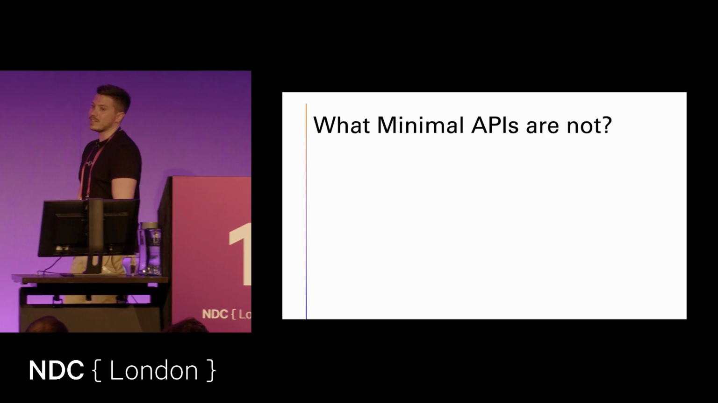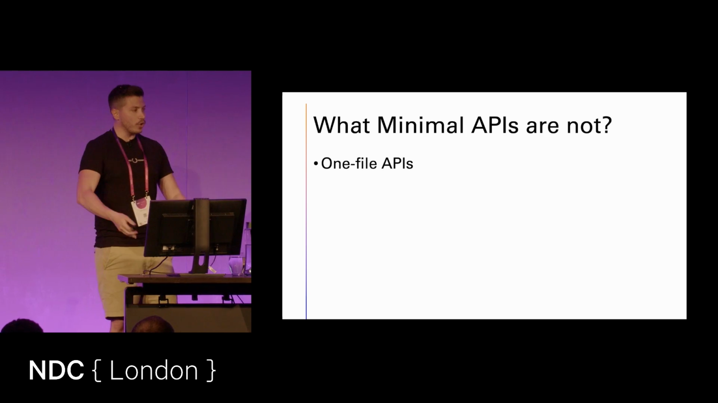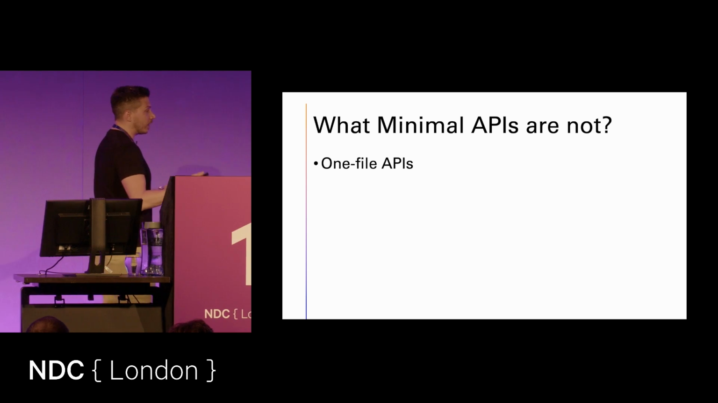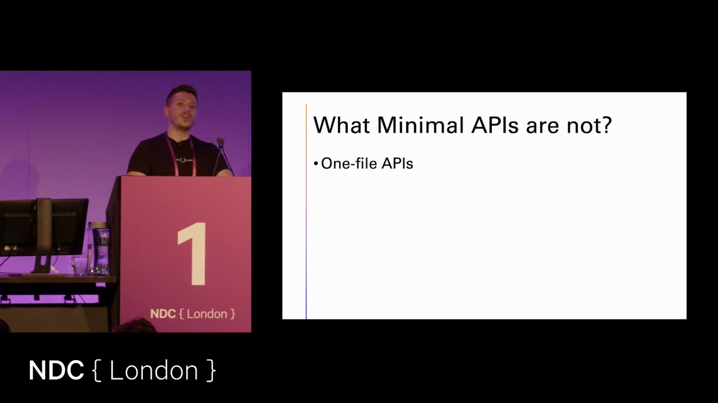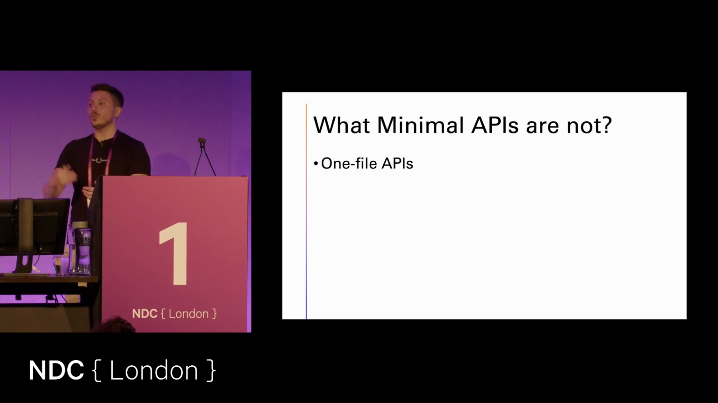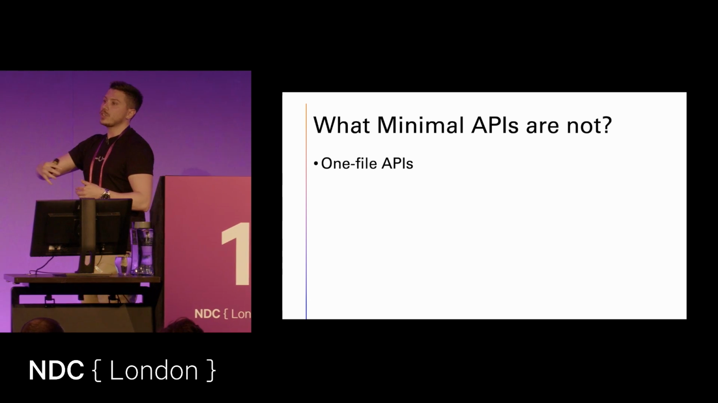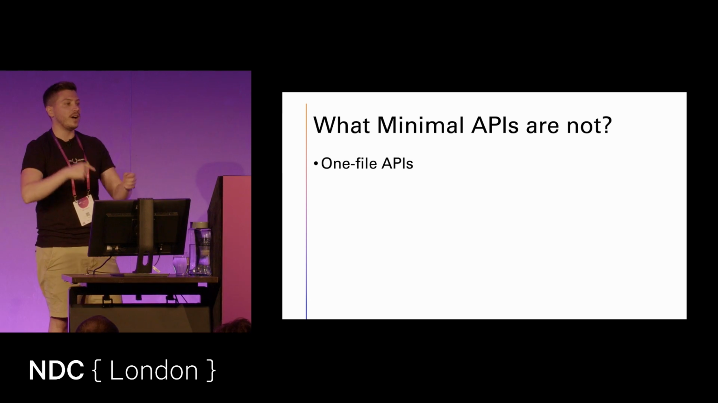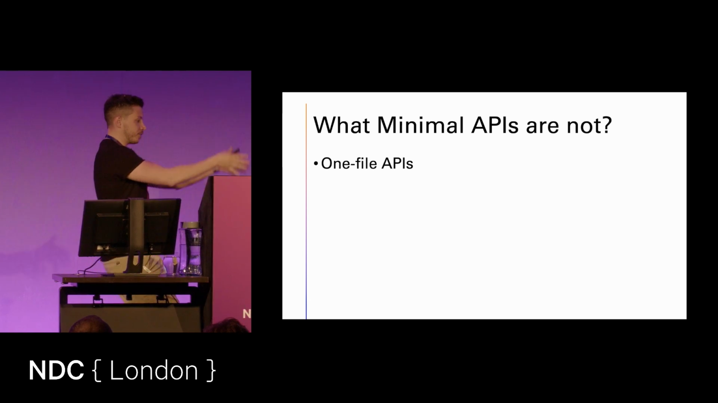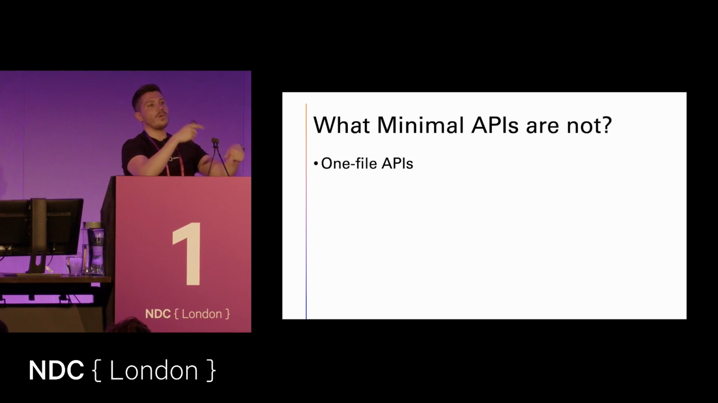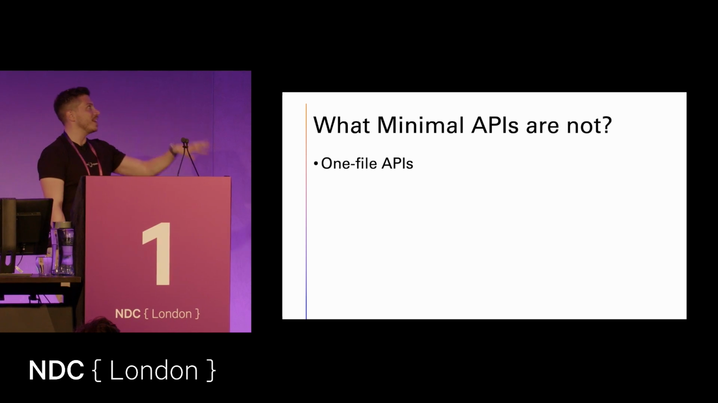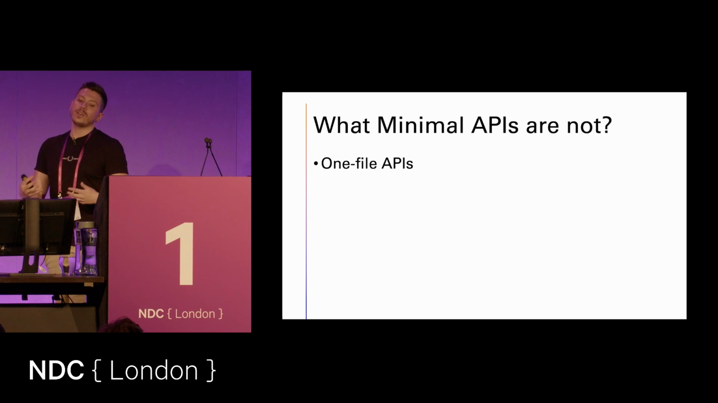What minimal APIs are not. They're not one-file APIs. I know it's very convenient for demos, for people like me, to show you everything in one file, because I don't have to jump around in 50 different files and explain what this controller and this service and this repository do and how everything is injected. You just have everything in that single file, and it's very convenient.